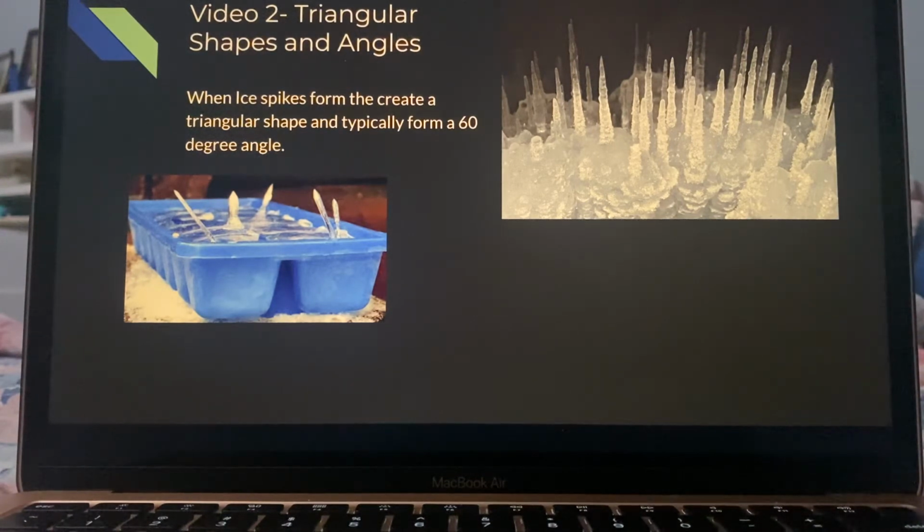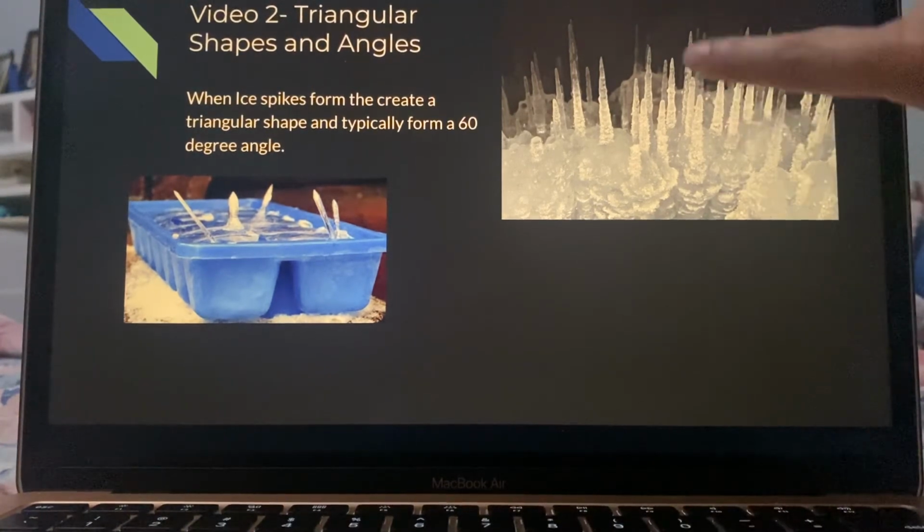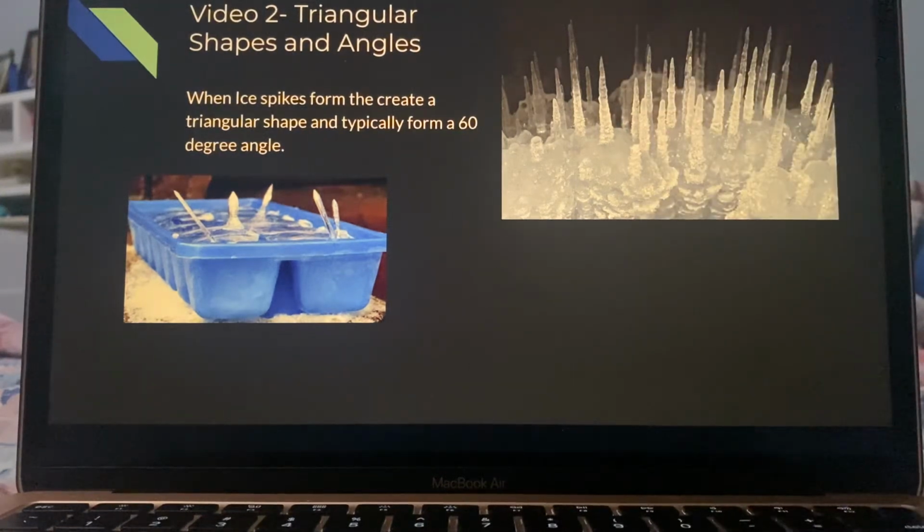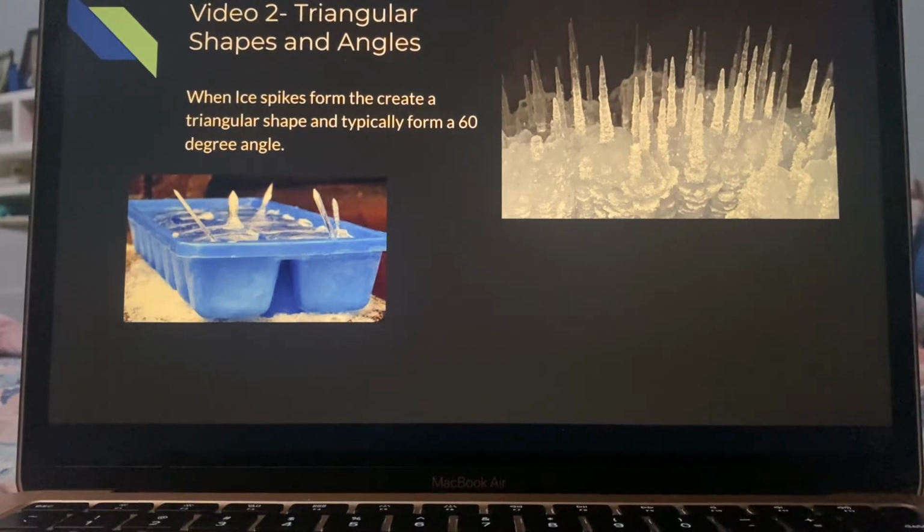It's just kind of how it forms, because it forms upwards, and then it also forms like a little triangular shape. As you can see right here, this looks like a triangle. All of these ice spikes look like triangles. So this is why I chose that.